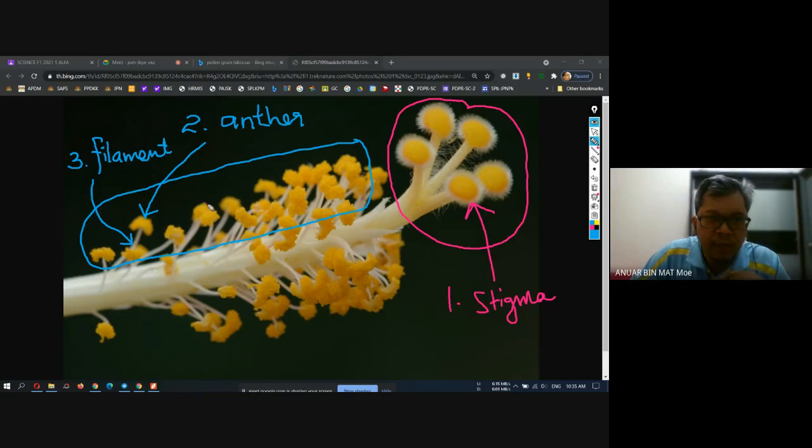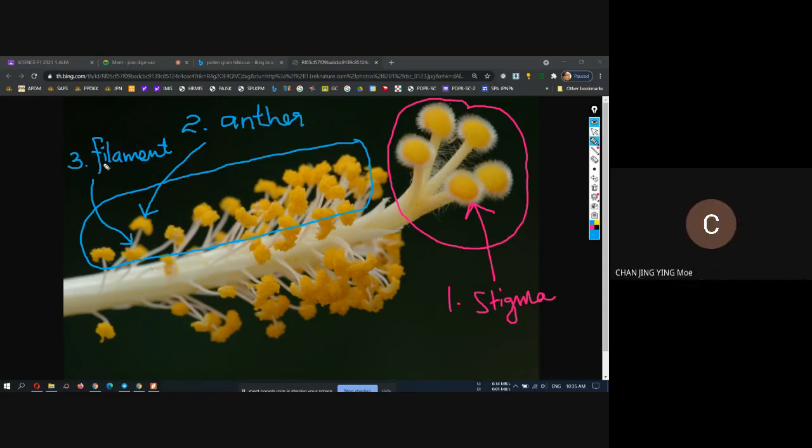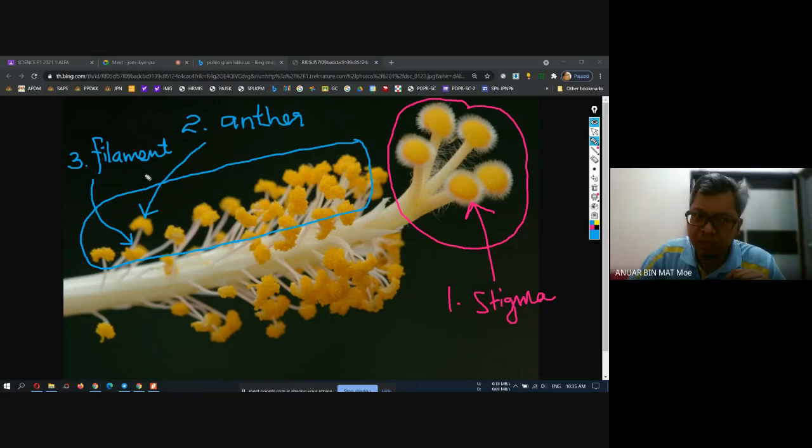This is filament. Anther and filament are the male reproductive organs in a plant. Male. Number three and number two are the male reproductive organs. Okay, another one, if I'm forgetting here.